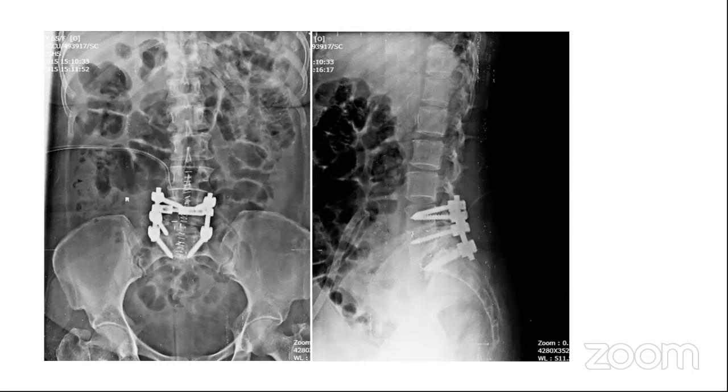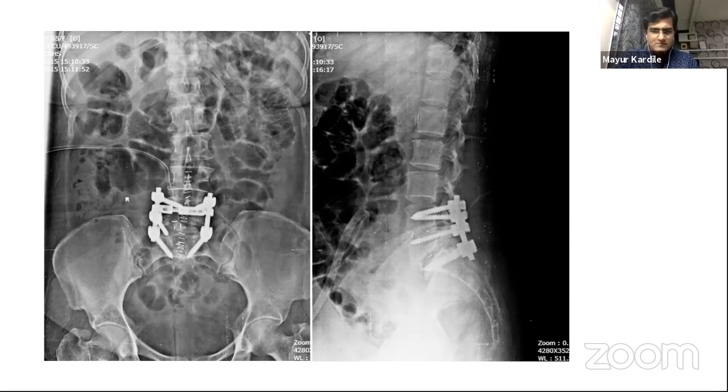Yes, I have a case to show, if we get to it, of a teenager with a slippage or a spondylolisthesis, and I did not use BMP in her. I don't think that would be prudent. This x-ray looks great. Congratulations. That's a good outcome clinically as well, hopefully.